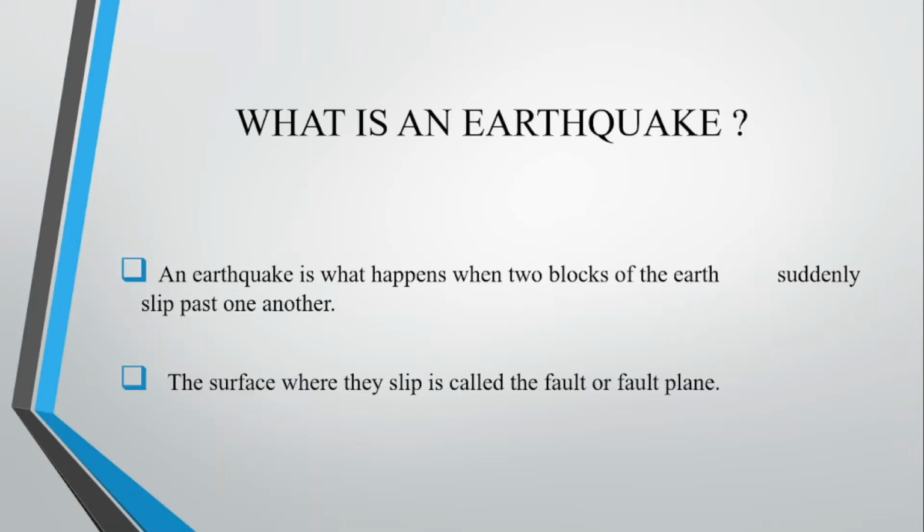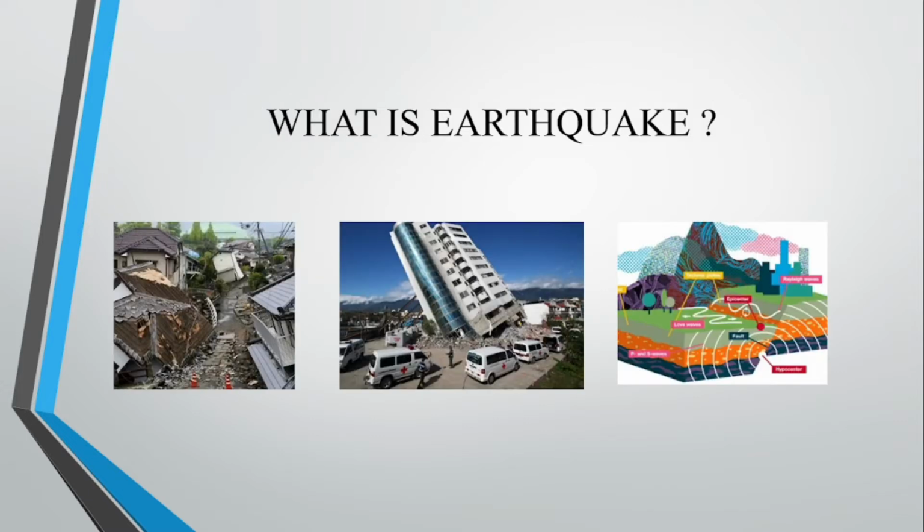So what is an earthquake? An earthquake is what happens when two blocks of earth suddenly slip past one another. We can also say the surface where they slip is called the fault or fault plane. So these are some images of earthquakes. The building collapses, and here the third picture shows how it occurs.